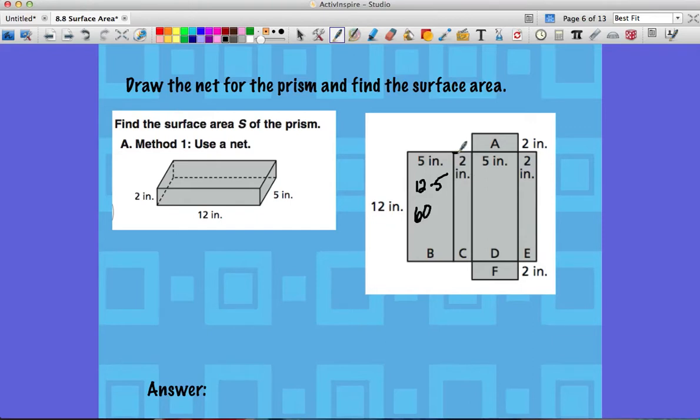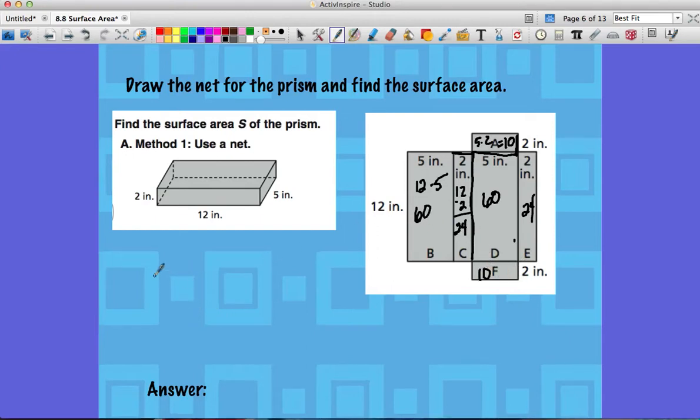Now here's the one where we have the 2-inch high and the 12-inch wide. So it would be 12 times 2, which would give us 24. Again, it's 12 by 5, which is going to give us 60. And this one here is 5 by 2, so 5 times 2, which is going to give us 10. 12 by 2, which gives us 24. And 5 by 2, which is going to give us 10.